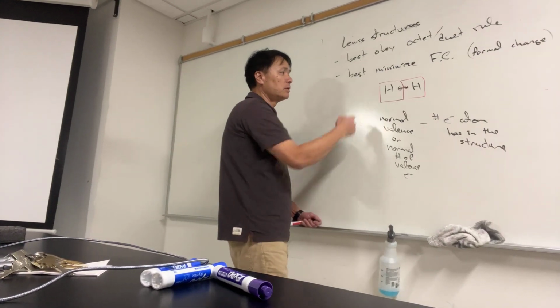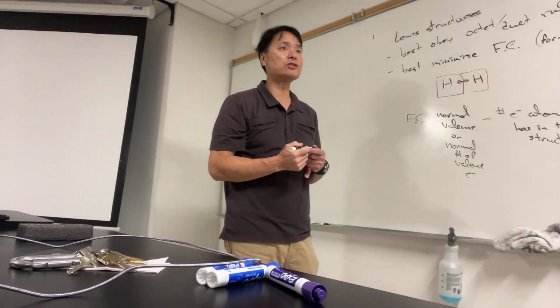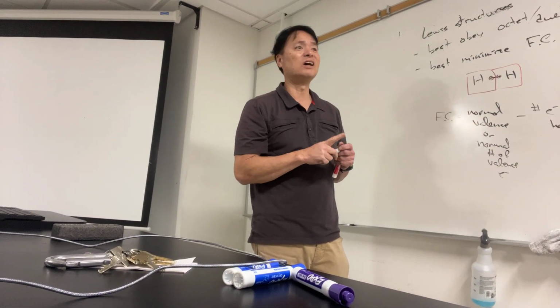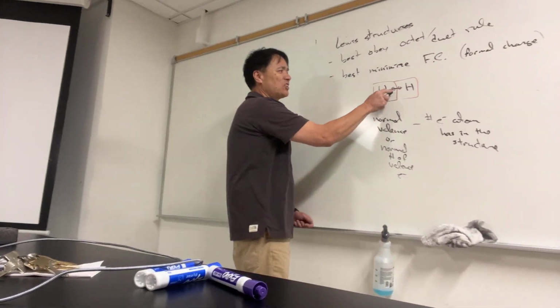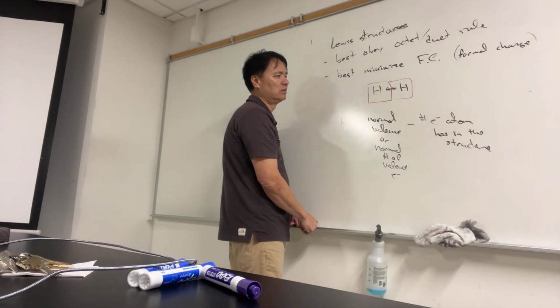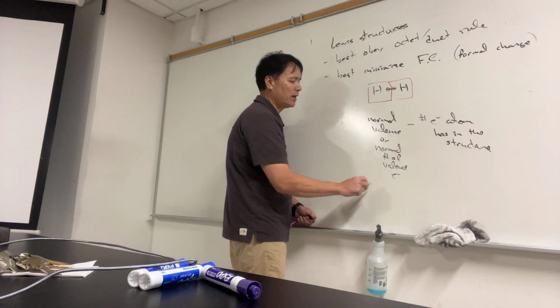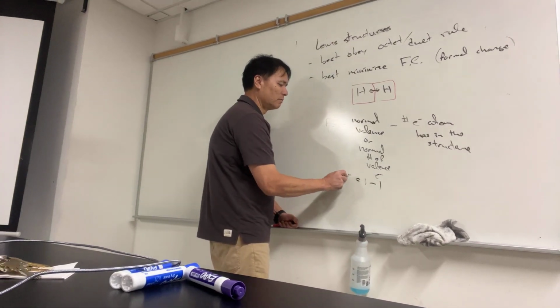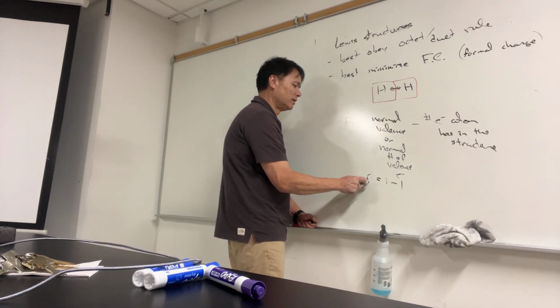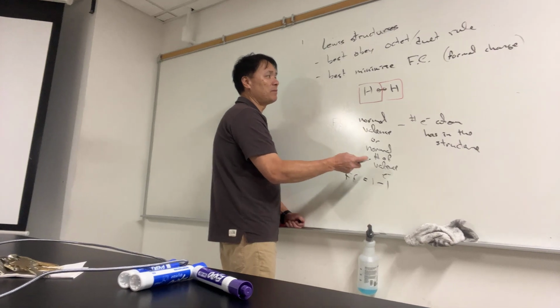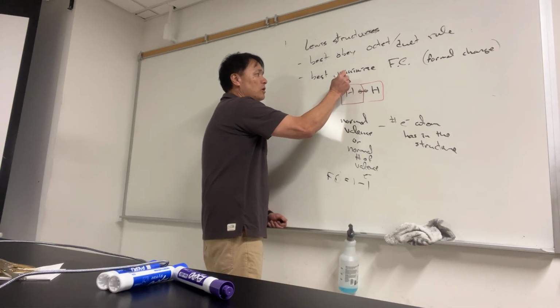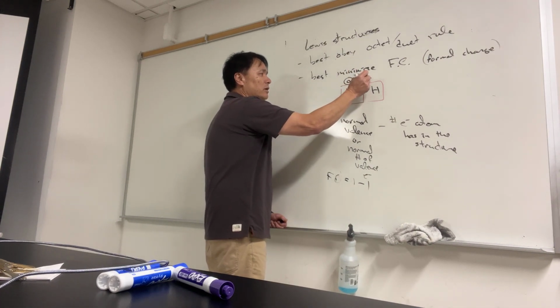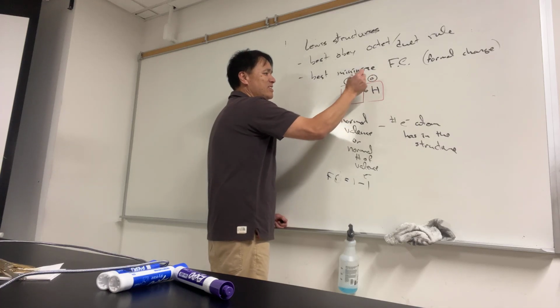So what's the normal number of valence electrons for hydrogen? 1. And how many electrons does hydrogen have in this structure? 1. And so we have 1 minus 1. So it broke even. So it gave 1 electron and got back 1 electron. So its formal charge is 0. We normally circle those. And this one's the same. It would be 0.